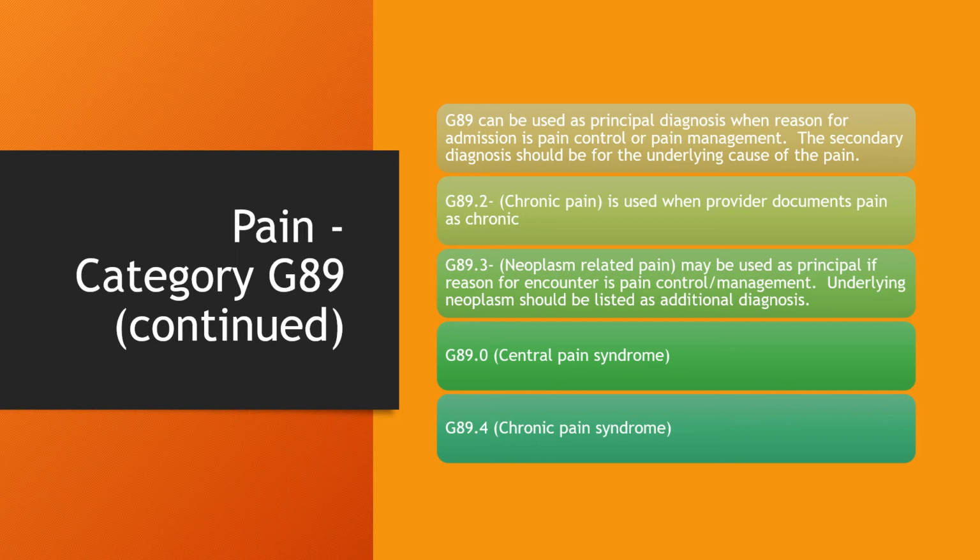Code G89.2 for chronic pain is used when the provider documents the pain as chronic. Code G89.3 for neoplasm-related pain may be used as a principal if the reason for encounter is pain control or pain management. Be sure to list the underlying neoplasm as an additional diagnosis. The codes for central pain syndrome, G89.0, and chronic pain syndrome, G89.4, can only be coded if the provider explicitly states either of these in the chart.